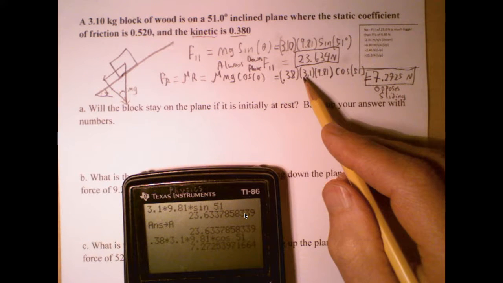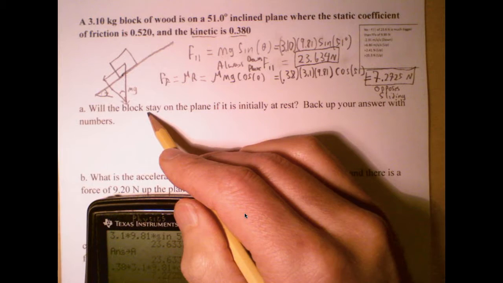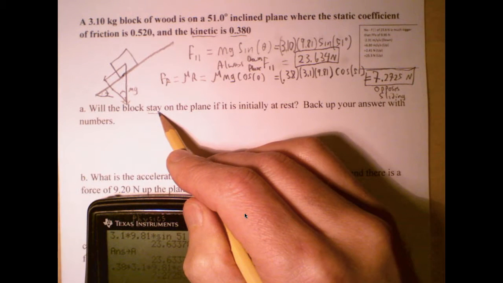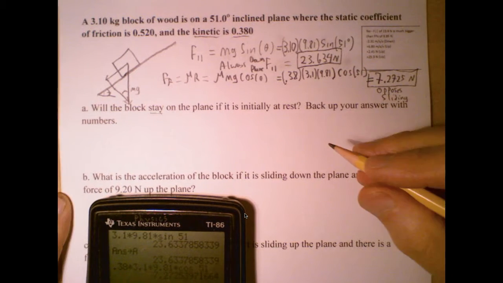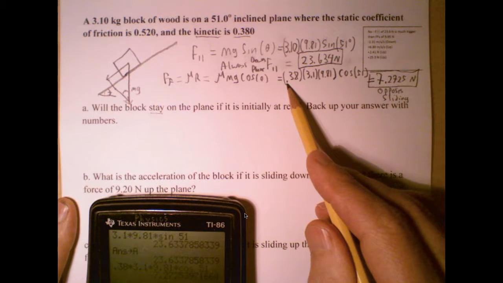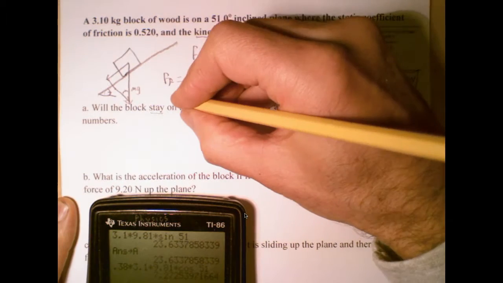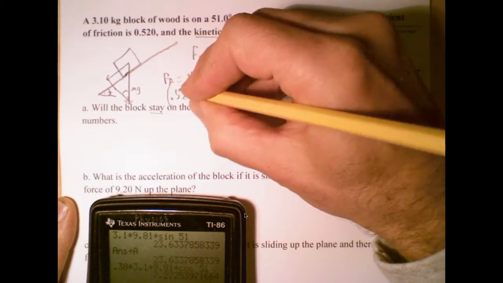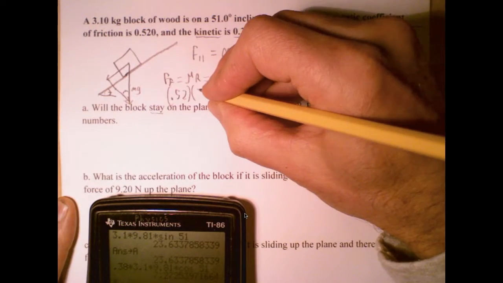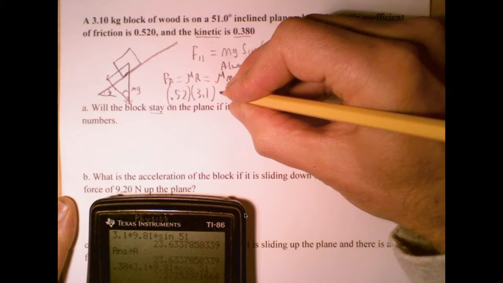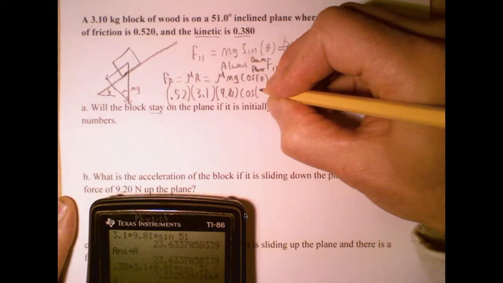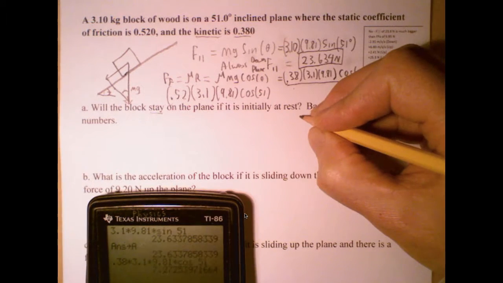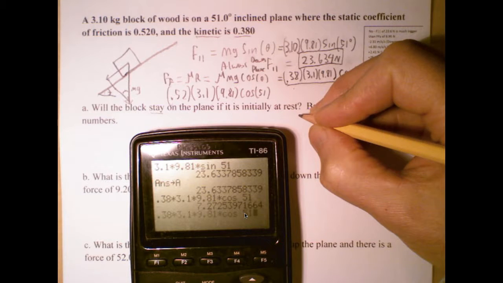Okay, now since this thing is asking us about whether the thing will stay on the plane, we also need to calculate the force of static friction. Okay, well, the force of static friction is the same as the dynamic friction, only we use the static coefficient. So let's just do that. 0.52 times 3.1 times 9.81 times cos 51.